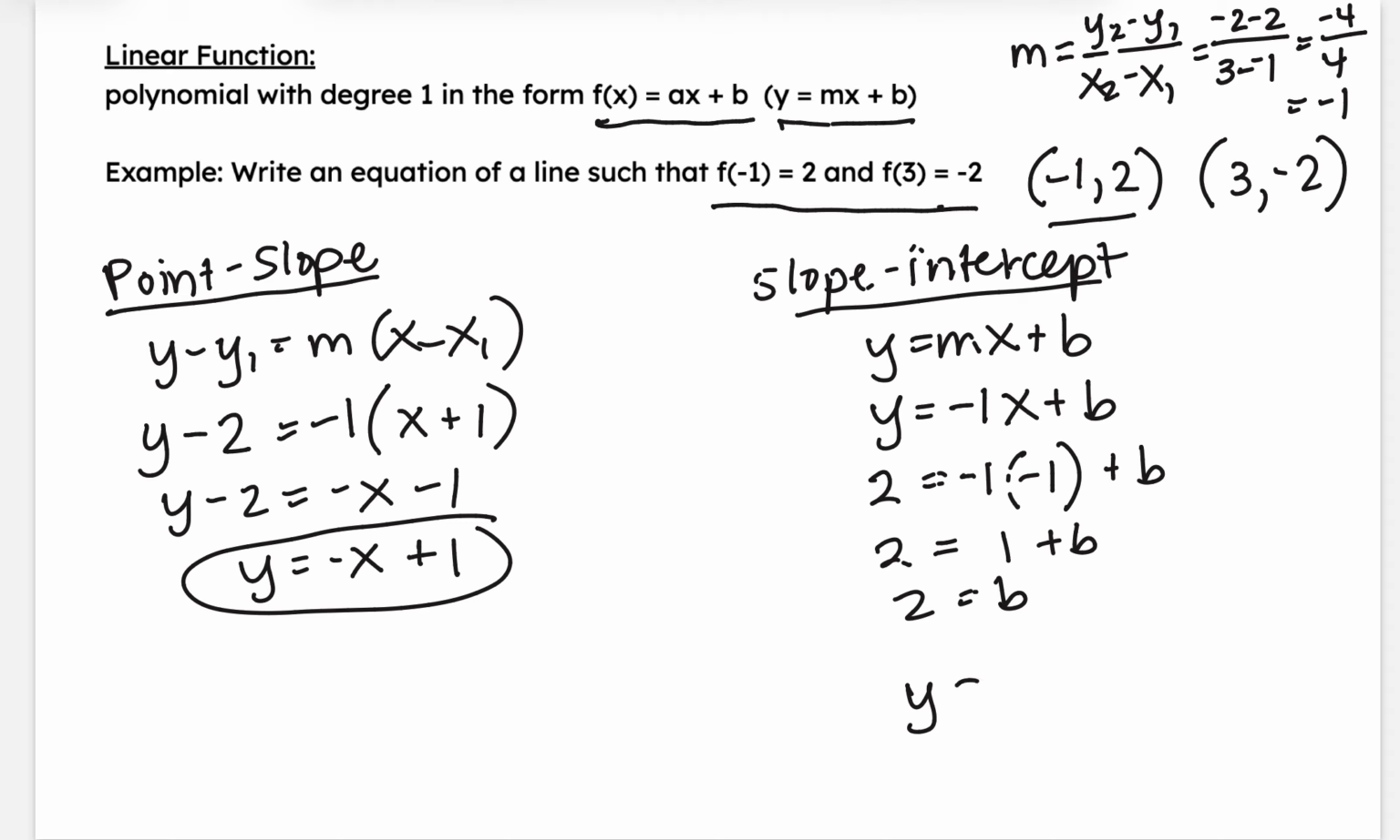And I can just plug those values back in. y equals negative 1x, or just negative x. Sorry, b doesn't equal 2. Whoops. b equals 1, because if we take 2 minus 1, we get 1. There we go. So two different ways of solving the same problem. You can use point slope or slope intercept.